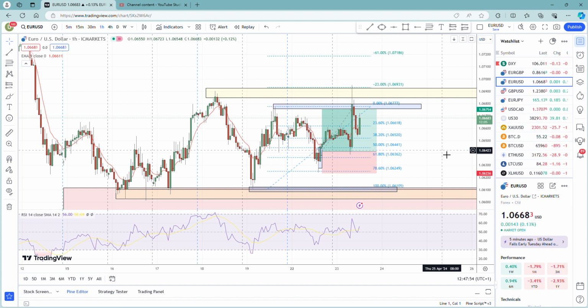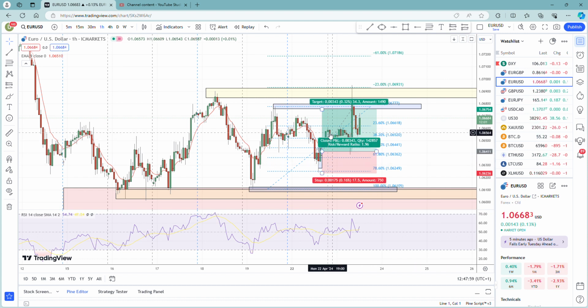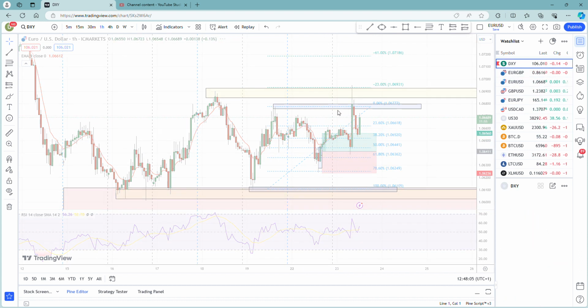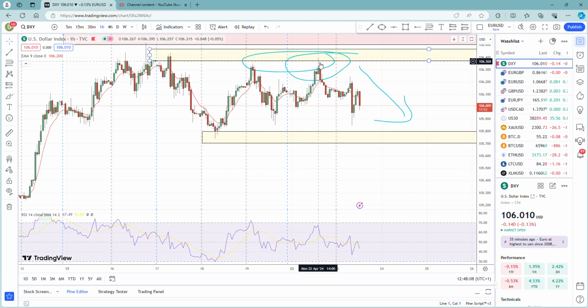You want controlled risk management with controlled emotions. So I got out of the trade. I made 15 pips. Why did I know it was going up? Why was it a buy trade? Yesterday, remember, I mentioned the DXY is at resistance. It's only going to go down, and it has.